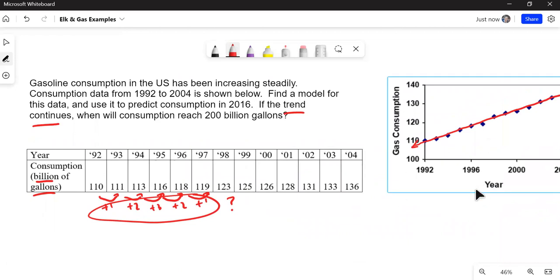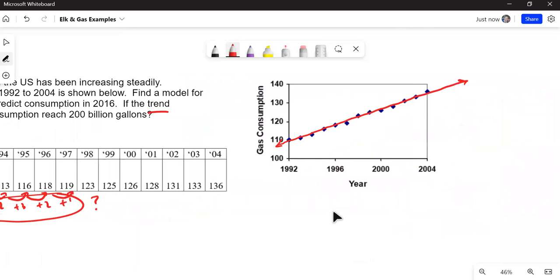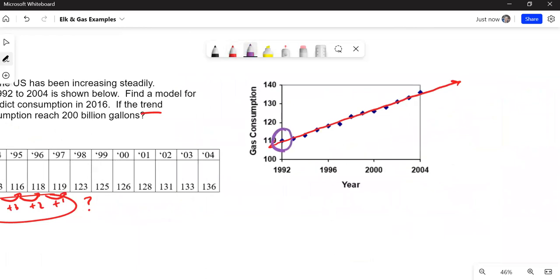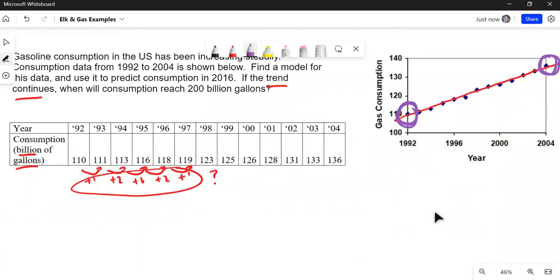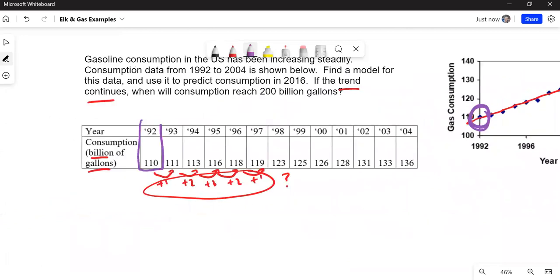One way is to analyze year to year, but another way is to look at where we started in 1992 and where we ended in 2004. That might give us our overall trend. So let's do that and take a look at the table. In 1992, we were at 110 billion gallons. In 2004, we were at 136. If you subtract 136 minus 110, you get 26 billion gallons increase.